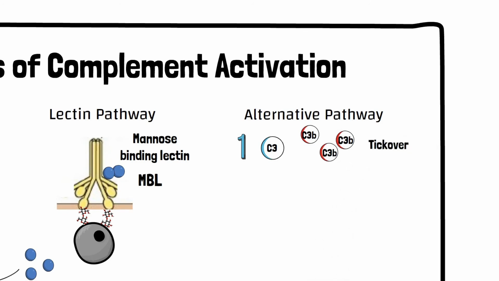Both factor B and factor D are needed to complete the pathway. To stabilize C3 convertase, it must bind to properdin. Once associated with properdin, the pathway can continue to generate numerous C3b molecules in an amplification process. This pathway ends with C5 convertase, resulting in lysis with MAC and inflammation.